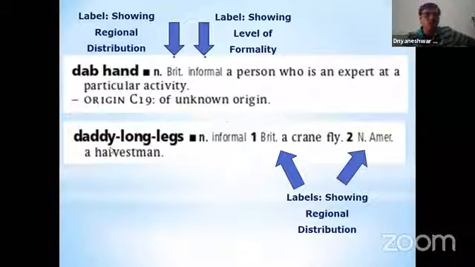When we move on to another example, we can see that the same word can be used in different regions. So daddy long legs can be used in British English as well as in North American English. And the meaning also differs. In British English, it's a crane fly, and in North American English, it means a harvestman. So we must refer to these references so that our learners are aware of different meanings of these words.